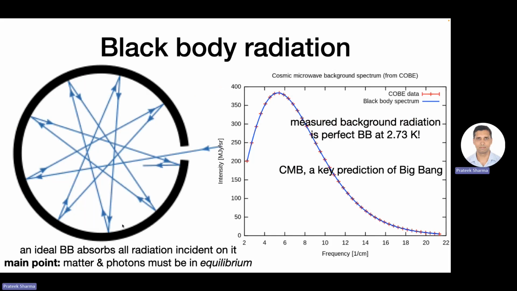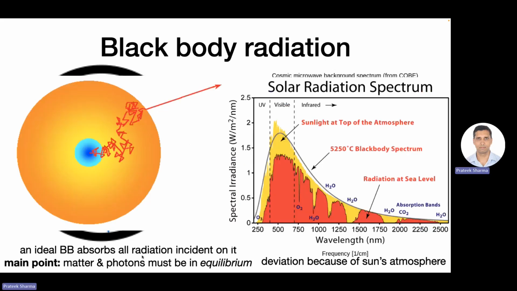I really don't like the definition that an ideal black body absorbs all radiation. It just does not convey anything. Okay, this is what a black body is, in which radiation and matter are able to talk to each other and establish this universal spectrum, right? So the radiation will have the Planck distribution, and the matter will have the Maxwell-Boltzmann distribution, right?